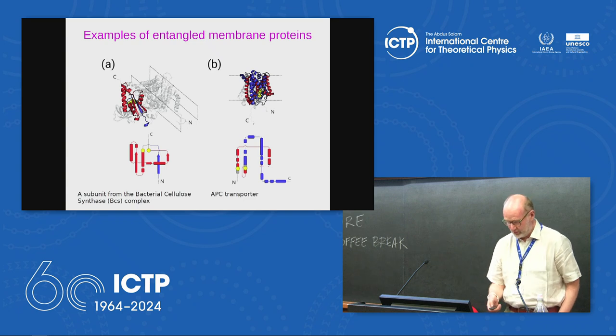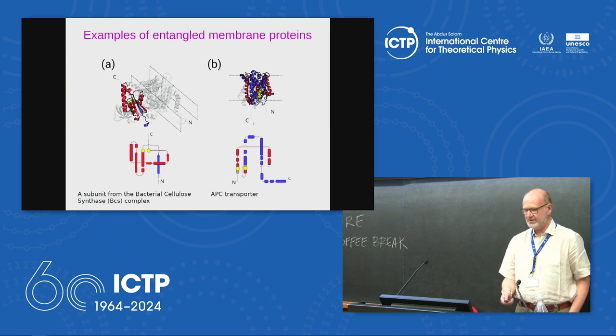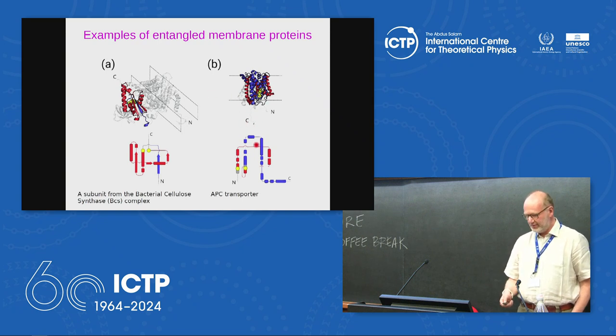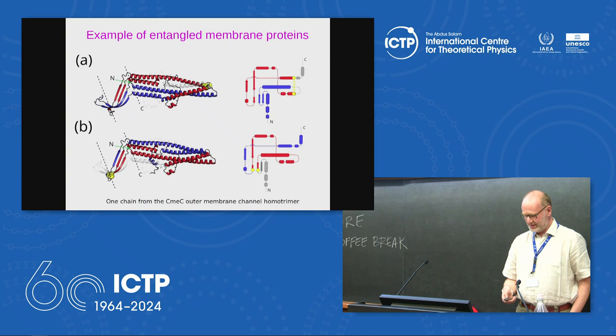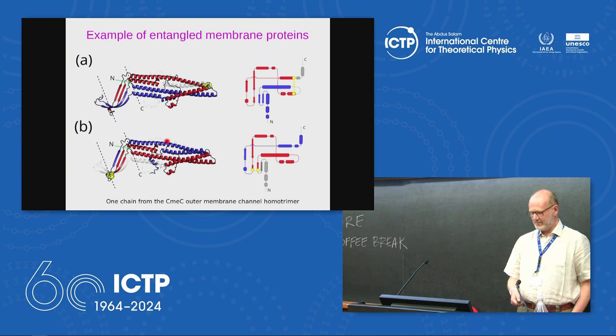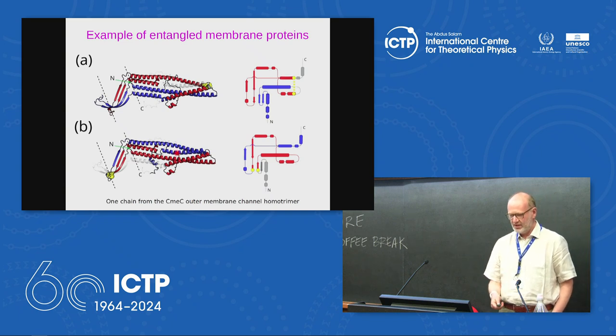Just an example of entangled motifs in membrane proteins. For example, this is a transporter with doubly winding motifs. This is one chain from a bacterial membrane protein, from the outer membrane channel. And this is an example where, again, you see two different coexisting non-covalent lassos.